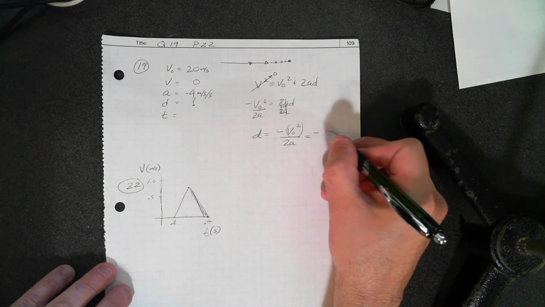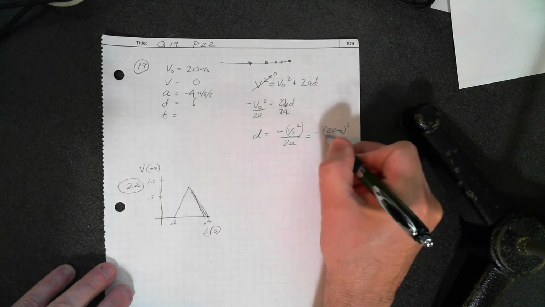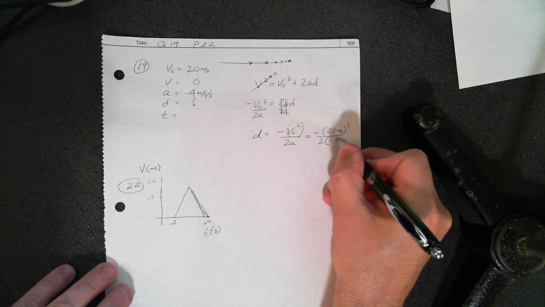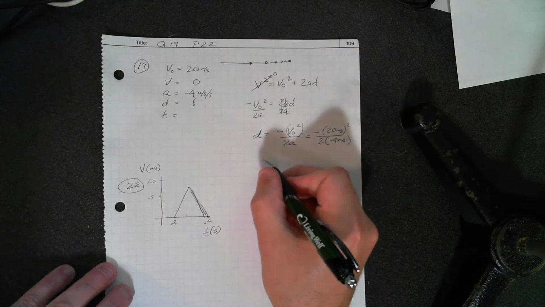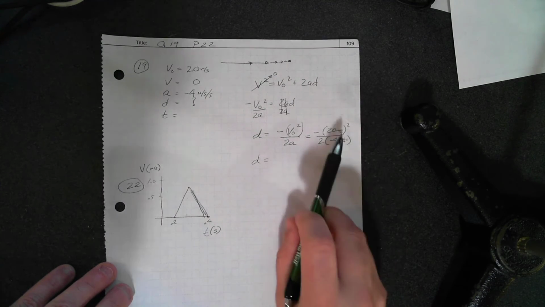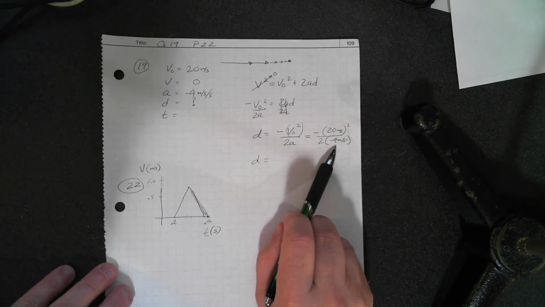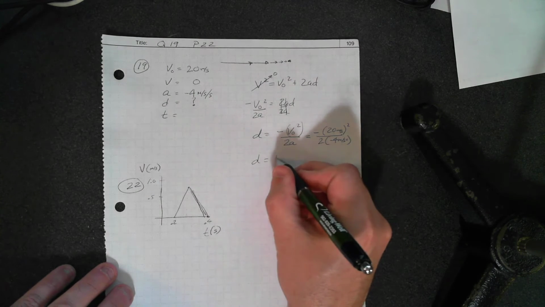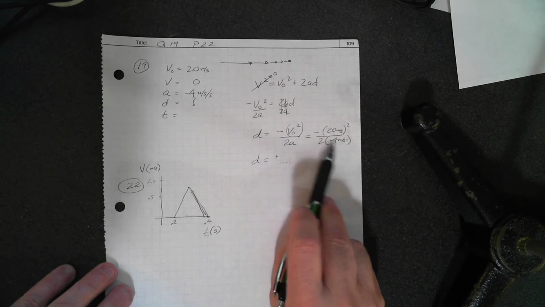And what have we got here? The negative of 20 meters per second squared divided by 2 times negative 4 meters per second squared. And solving that, you're going to have a negative up top, but you're going to have a negative in the denominator. It's going to end up being a positive answer. I don't know what it is. Actually, you can probably work it out without even a calculator here.